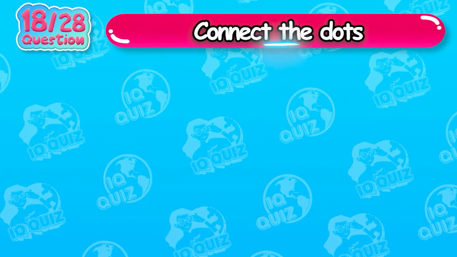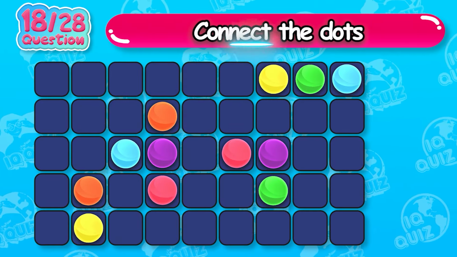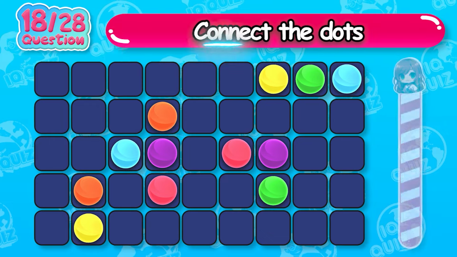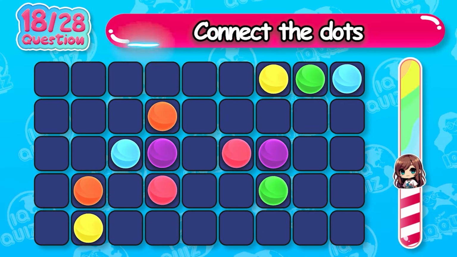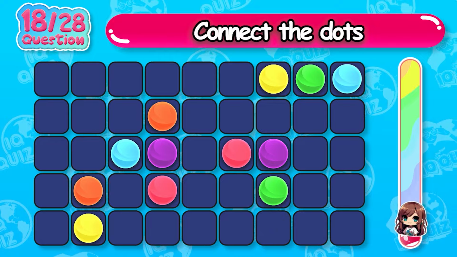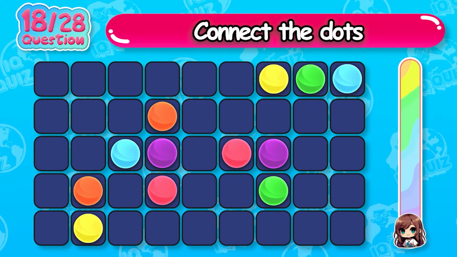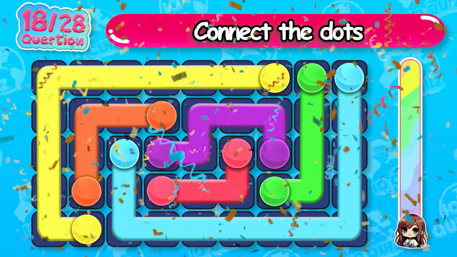Round 18, match the color dots. There will be some couples of matching colors. Your mission is to match them before the time runs out. Can you do it? Time's out. Did you match them?